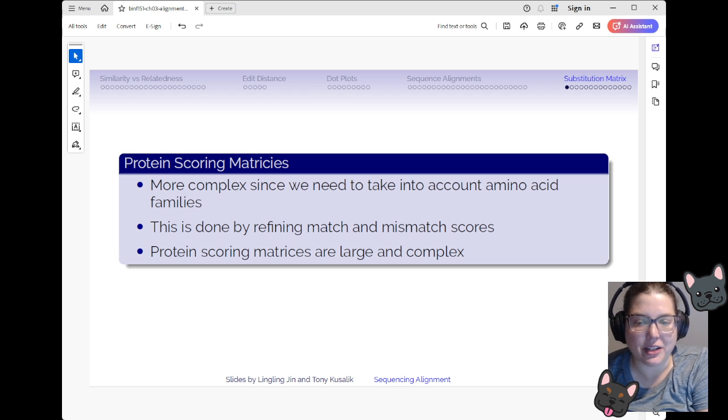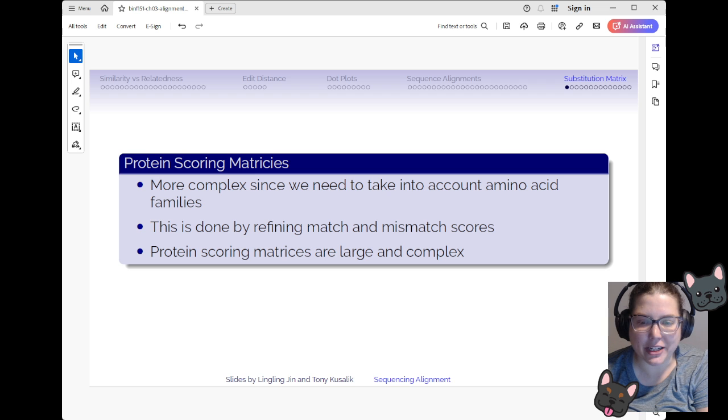So, as I mentioned, DNA and protein matrices are slightly different. Protein scoring matrices are often a lot more complex since we have to take into account amino acid families. Sorry, I keep saying matrices. That's not very clear. I apologize.